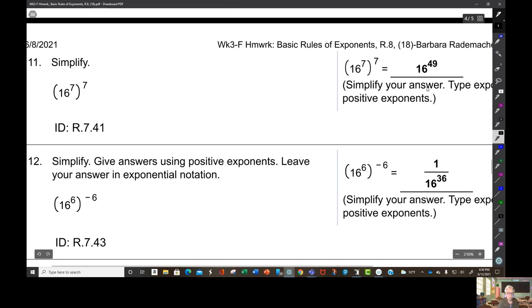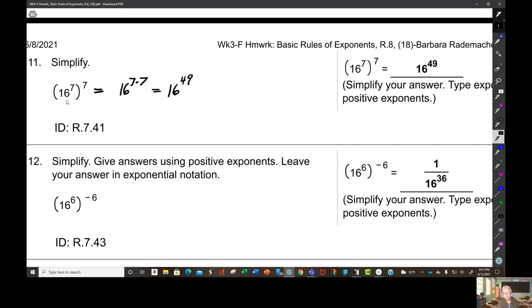Now we hit a new rule. This is the power rule. 16 to the 7th power raised to the 7th power. Well, what do you do? You multiply the powers. You would get a truly horrible answer if you put that in the calculator. I'm glad they're letting you leave it that way. There's almost no choice.